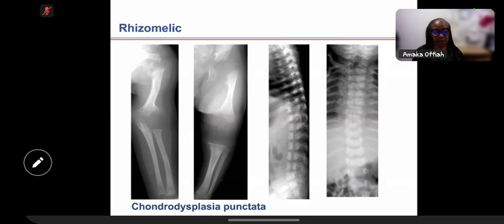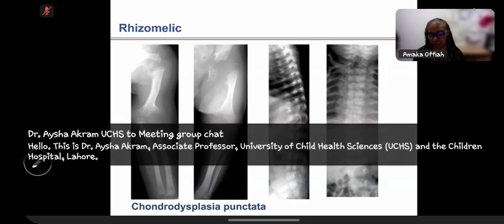So here is a rhizomelic chondrodysplasia punctata. You know that Conradi-Hünermann is also a form of chondrodysplasia punctata, but it's not the rhizomelic form.